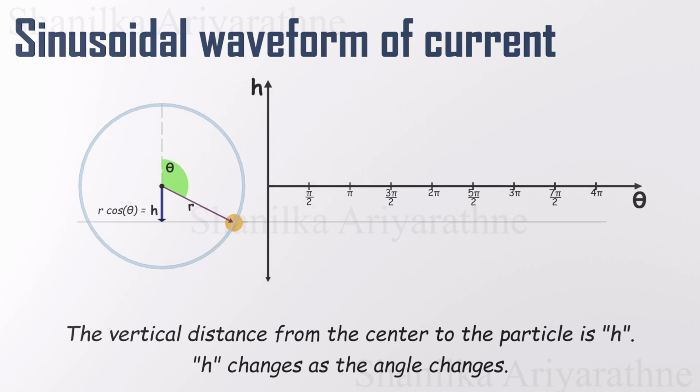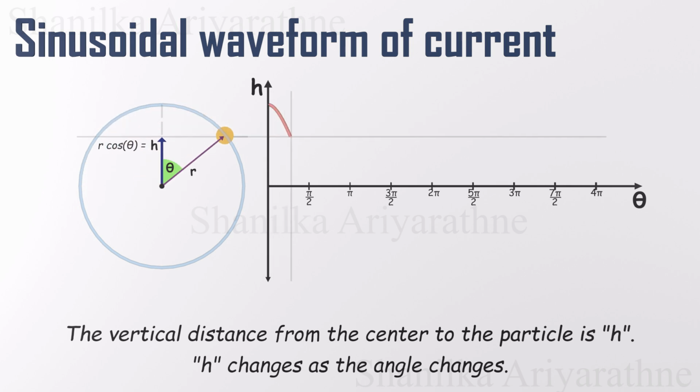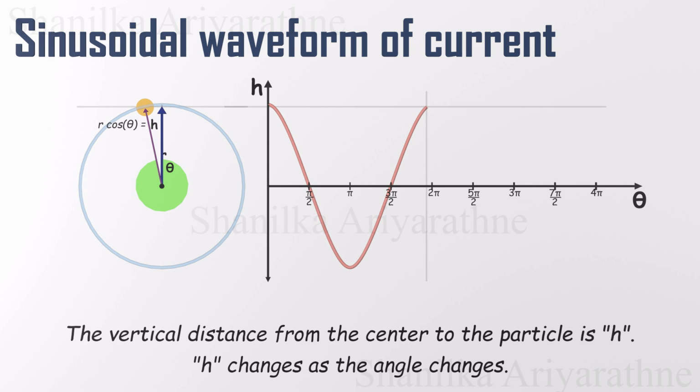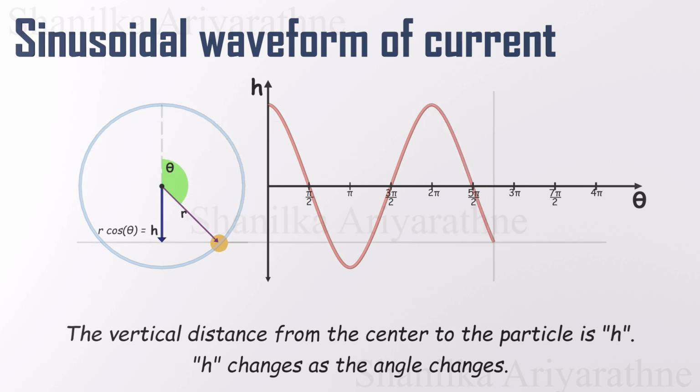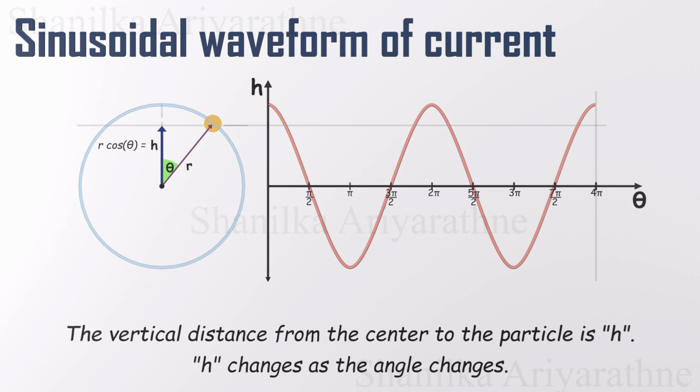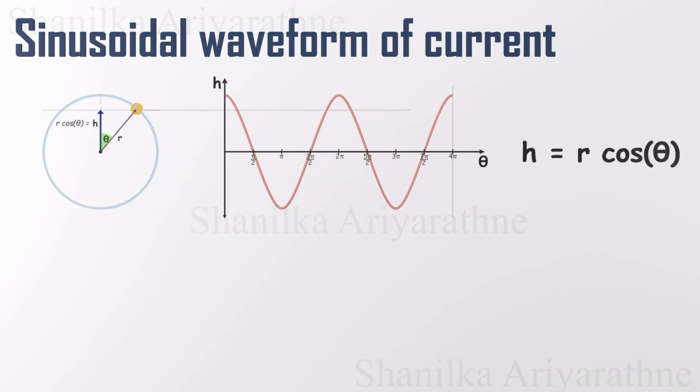Now here's where it gets interesting. If we plot h over time, what do we see? A smooth, continuous sinusoidal wave. This graph captures how h varies as the particle spins, and since theta is tied directly to time, we're really seeing how the motion unfolds every step of the way.